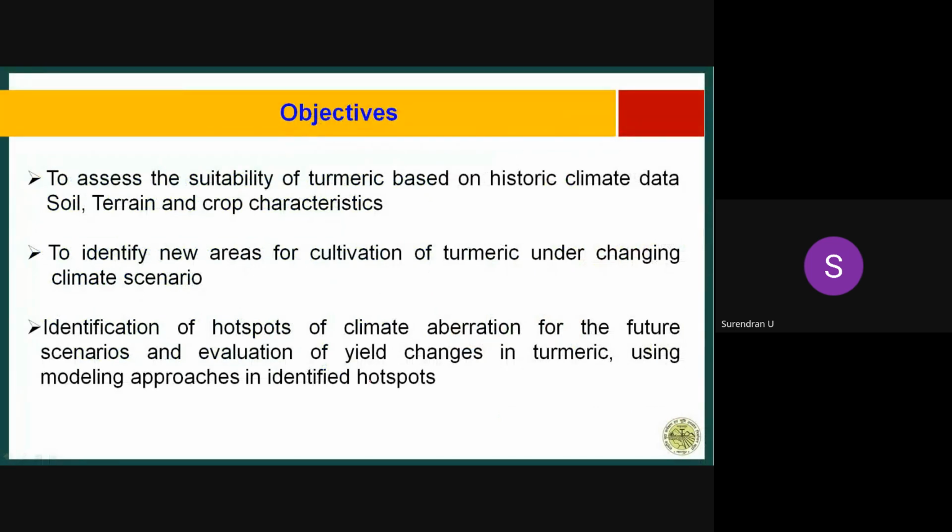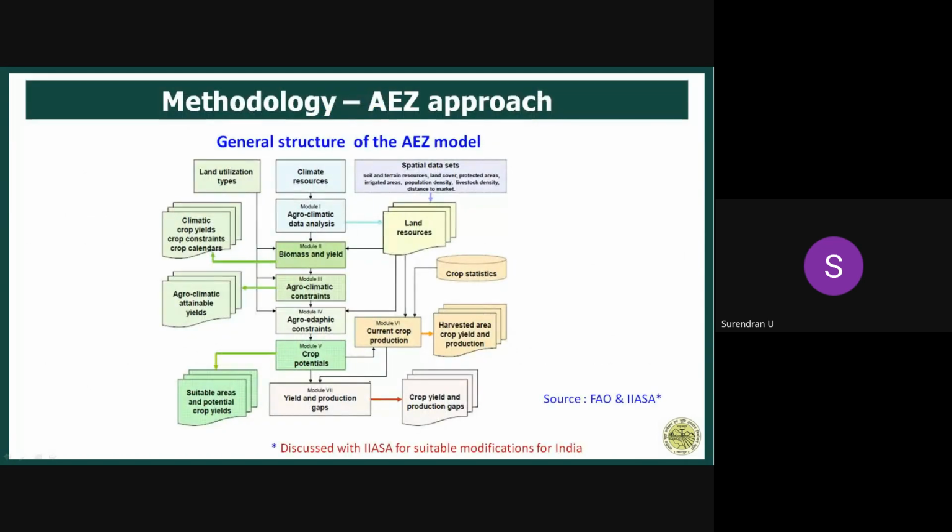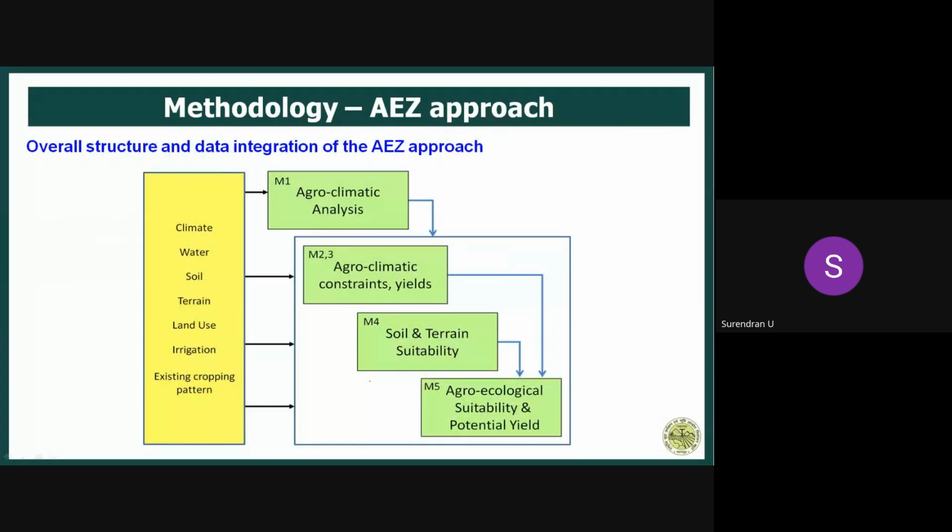Here our main objective was to understand the terrain suitability based on the historic climate data, then identify new areas, whether any new areas can be brought under turmeric under the changing climatic scenario in the future. And the third part is, in future, which areas will become hotspots where it cannot be grown or there is a change. The same methodology, the agroecological zonation model, we have adopted here also. I am not going into detail. These are the 4 modules, and the 5th module is suitability.